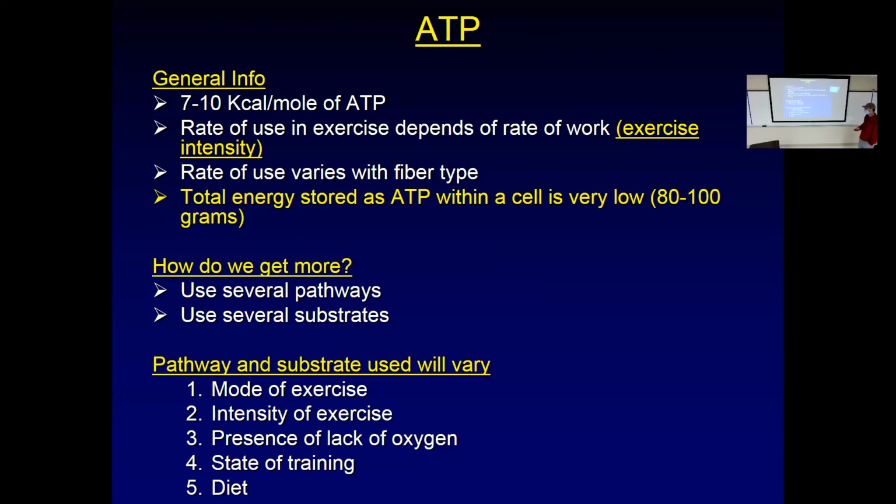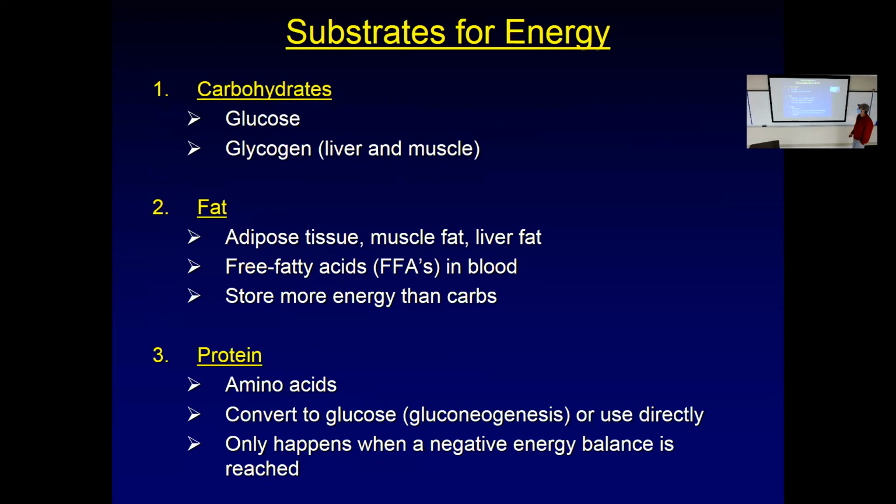Your state of training also matters, so people that are better trained will use slightly different pathways and substrates than people that are less well trained. And then whatever it is that you're eating, the composition of your diet will play some role. The composition of a meal that you ingest in the hour or two before a particular competition is going to matter and play a role in which pathway and substrate gets used.